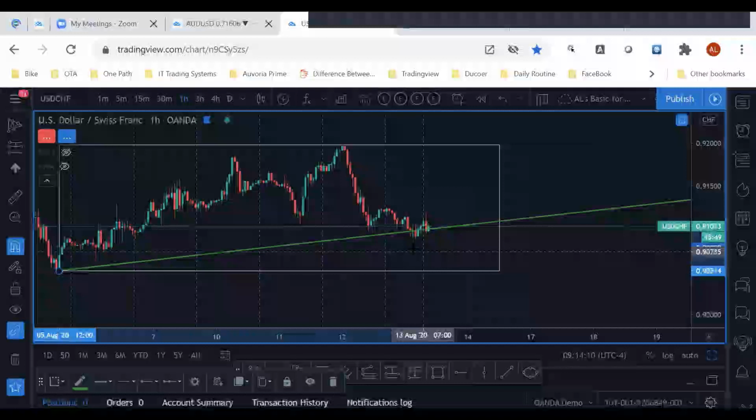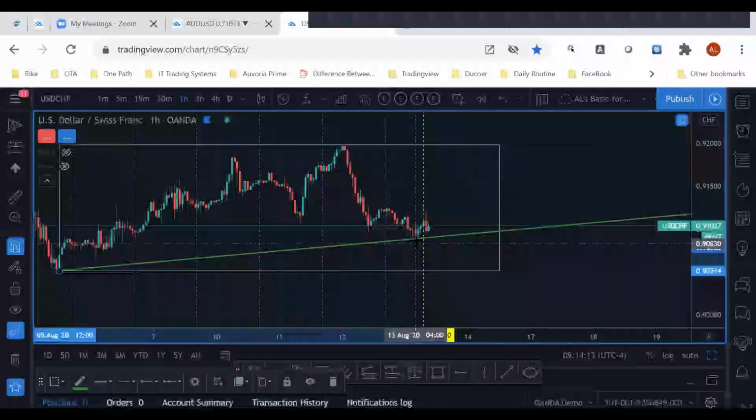So here was the alert. Start with your box that you have. Draw a trend line. These are not valid hits here. This would be the first one. Here's your wedge alert.